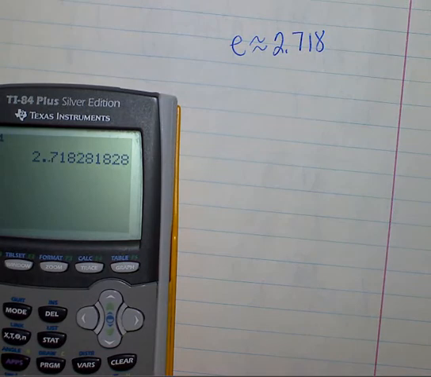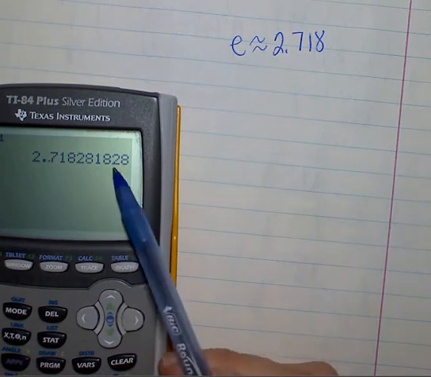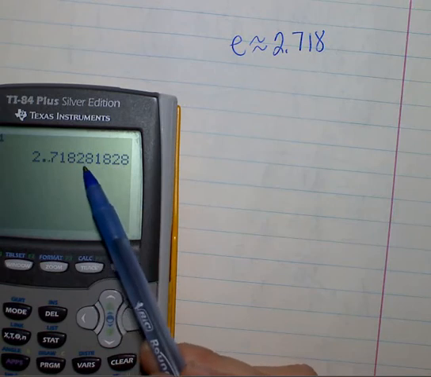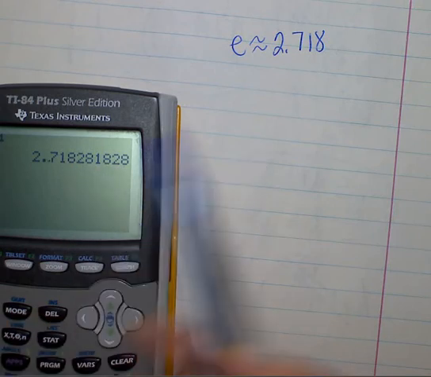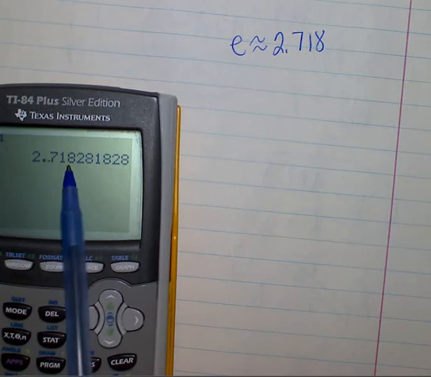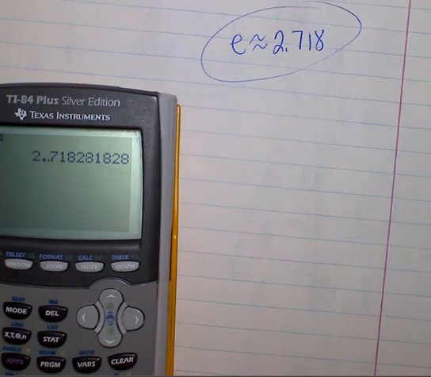And actually, it does look like it is repeating here, right? Let me see, 1828, 1828. So in reality, this does look like it is irrational because we can predict the next number in the decimal sequence. Okay, so here's approximately Euler's number.